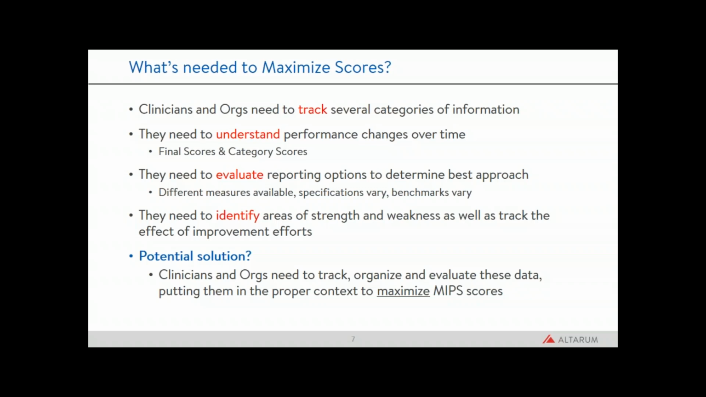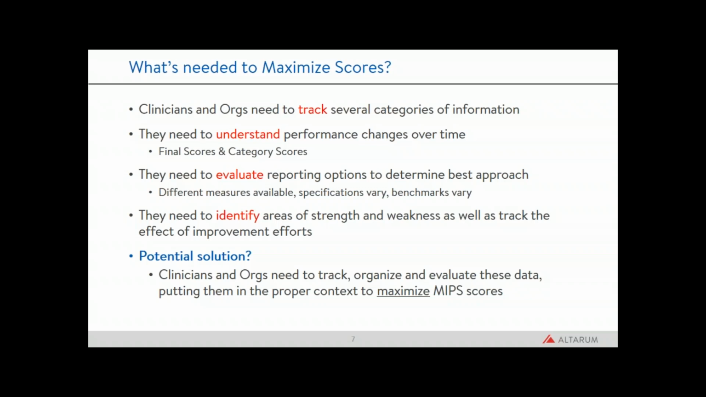You need to evaluate the different reporting options to determine the best approach. I'm going to get into that also. The different reporting options available can have a wide-ranging effect on your MIPS final scores. Then you need to be identifying those areas of strength and weakness within your practice, going from provider to provider and tracking the effect of those improvement efforts to determine whether what you're trying to do is having the effect you're hoping it does on your category scores and your MIPS final score.